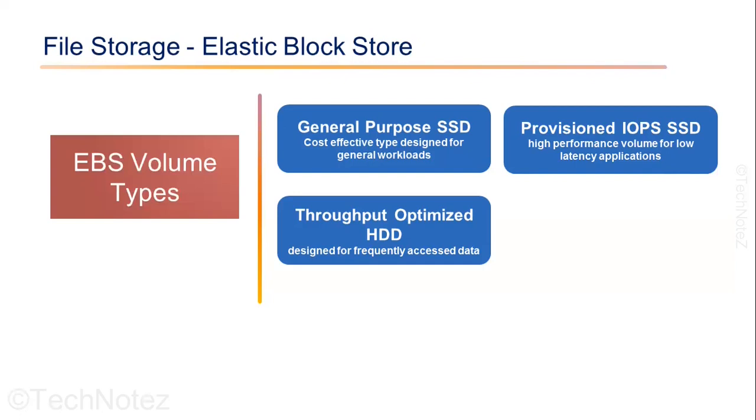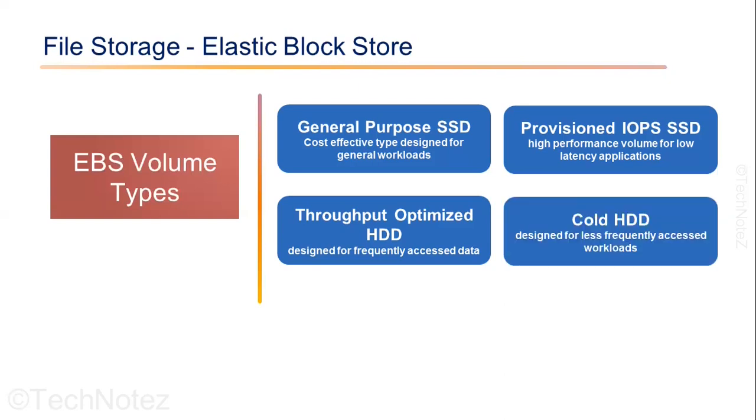Throughput optimized is a storage volume type provided by AWS. It is designed for large sequential workloads such as big data and data warehousing. Throughput optimized volumes are based on traditional magnetic hard drive technology. They are optimized for large sequential data workloads that require a high level of throughput, such as big data warehousing and log processing.